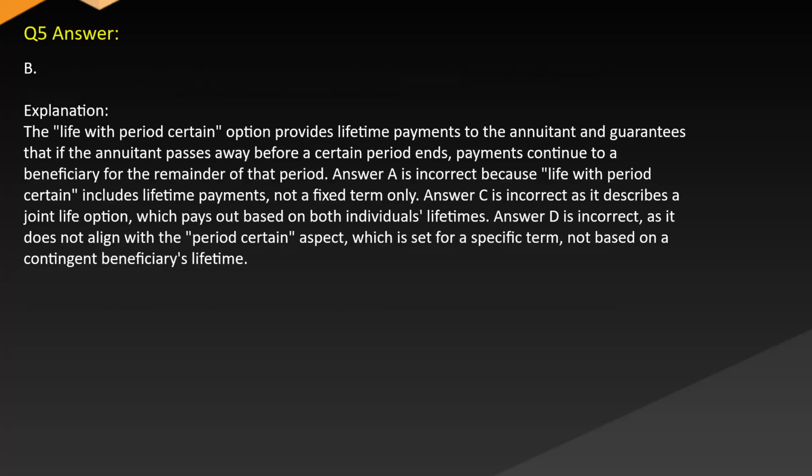Answer B. Explanation. The life with period certain option provides lifetime payments to the annuitant and guarantees that if the annuitant passes away before a certain period ends, payments continue to a beneficiary for the remainder of that period. Answer A is incorrect because a life with period certain includes lifetime payments, not a fixed term only. Answer C is incorrect as it describes a joint life option which pays out based on both individuals' lifetimes. Answer D is incorrect as it does not align with the period certain aspect which is set for a specific term, not based on a contingent beneficiary's lifetime.